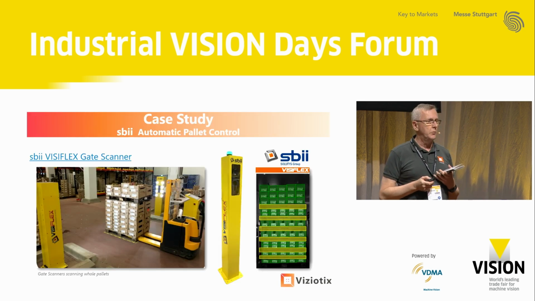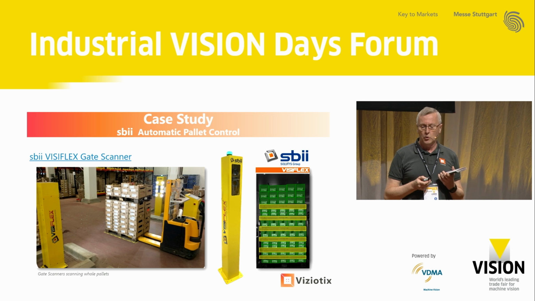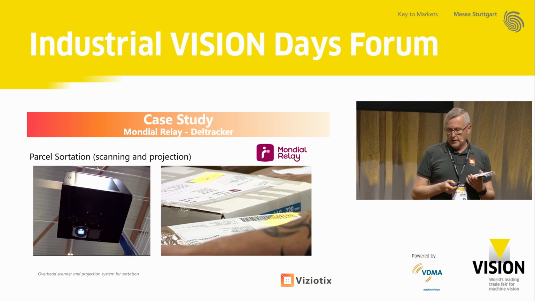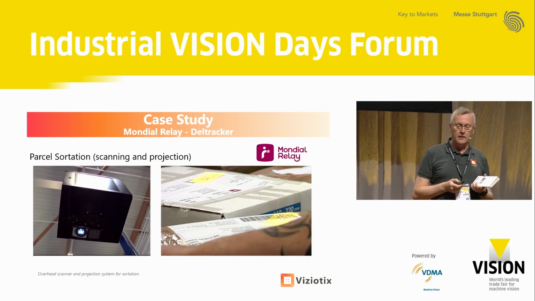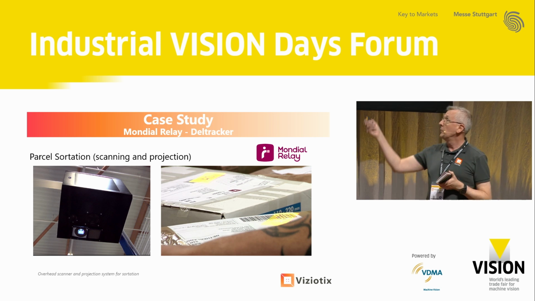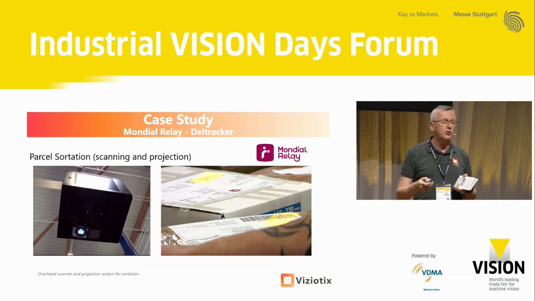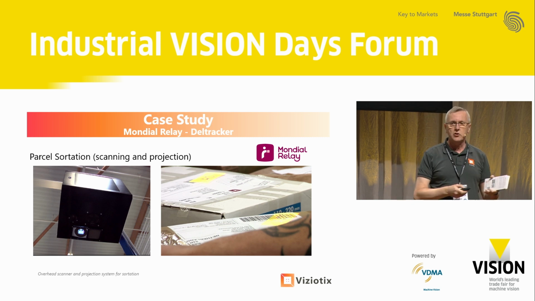So let's just finish here with a couple of different applications from some of our customers. This is a gate scanner that's reading pallets as they're pushed past on a forklift truck. This is a parcel sortation scanner that scans the barcodes on the parcels, and then it projects onto the barcode, it projects information to the sorters to tell them where to put each of the individual packages.